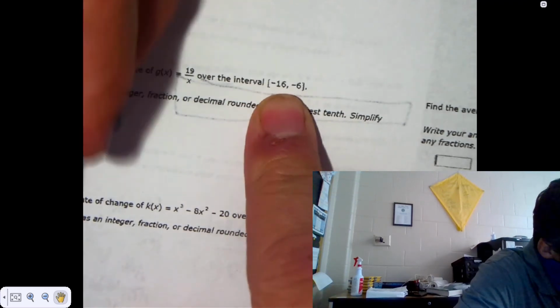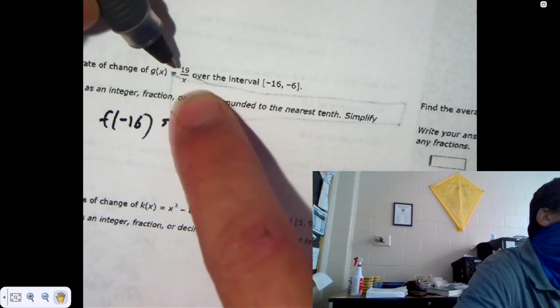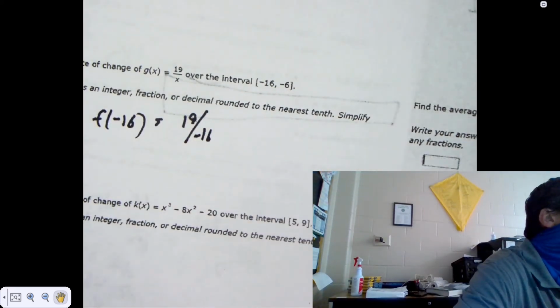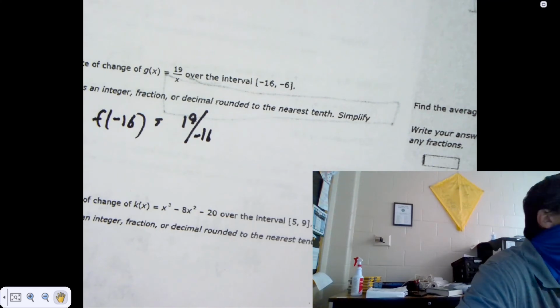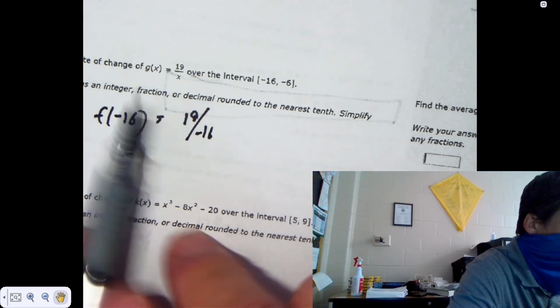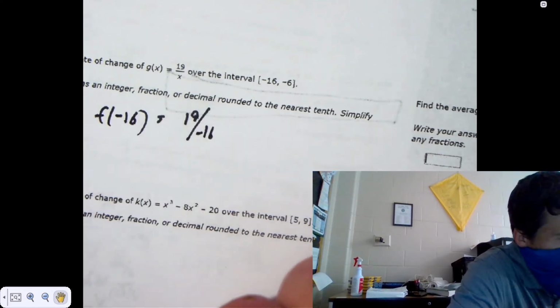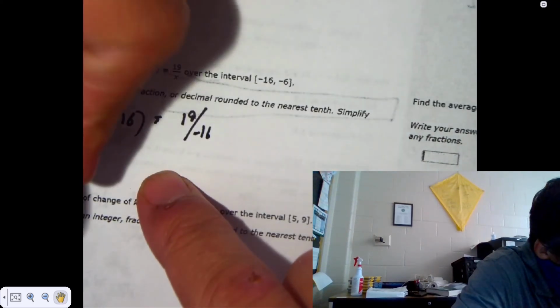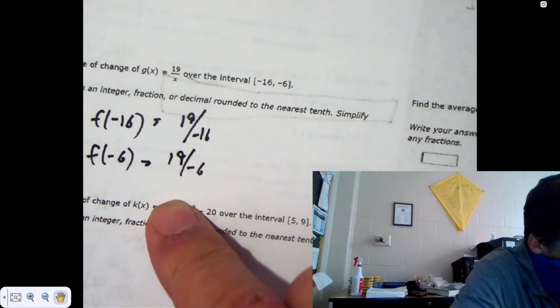I'm going to plug in that negative 16 first, f of negative 16, and it's as easy as just putting a negative 16 where the x is, isn't it? That's all you got to do. I'll show this with the calculator because IXL will accept decimal answers too. But I'm going to do it by hand first because notice it's got lots of choices: integer, whole number, fraction, or decimal. You have a choice here. And I'm going to find f of negative 6 by plugging in a negative 6. Well, that's 19 over a negative 6.